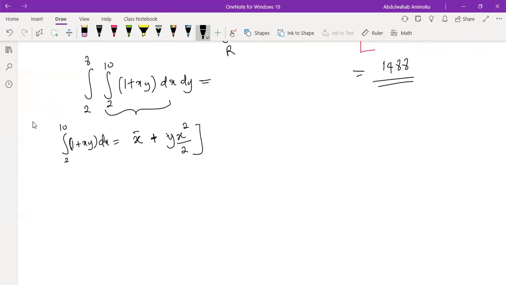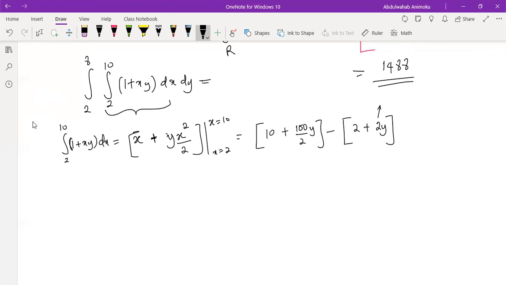And then we have to now evaluate this at x equal to 10, x equal to 2. So this gives us what? Evaluate this at 10, that will be y times 100 over 2, which is 50y, minus, when x is 2, I have 2 plus 2y. Now, how did I get 2y? That is x squared, which is 2 squared over 2, which is 4 over 2, which is 2. Now, when we evaluate this, I have 10 minus 2 plus 50y minus 2y. So that gives me 8 plus 48y.